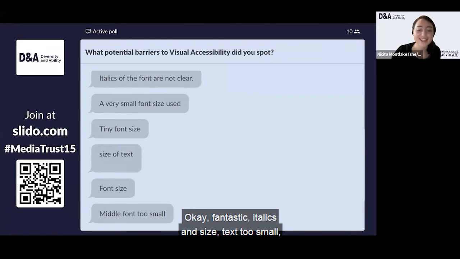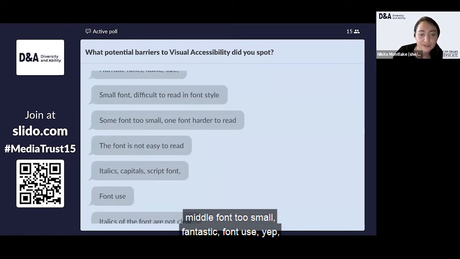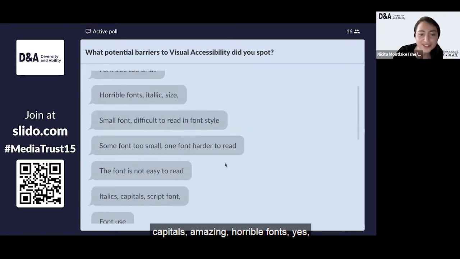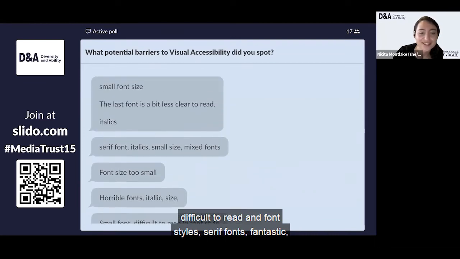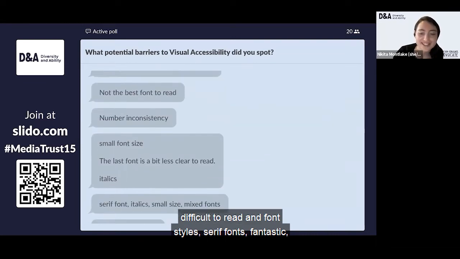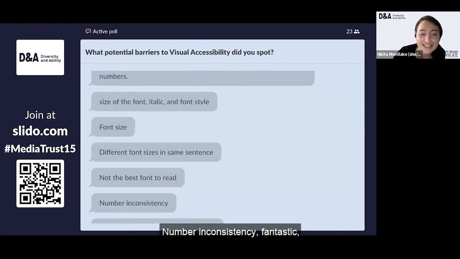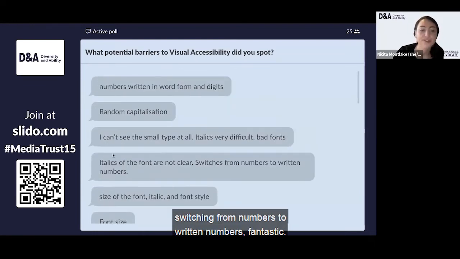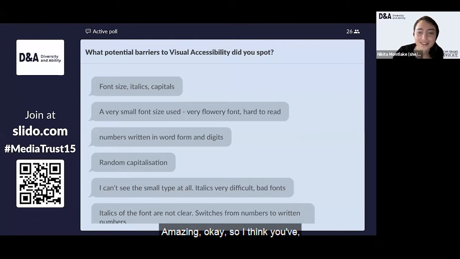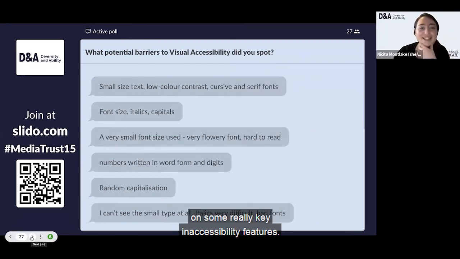Italics and size, text too small, middle font too small. Fantastic. Font use, yep, capitals. Amazing. Horrible fonts, yes. Difficult to read font styles. Serif fonts, fantastic. You are picking up on a lot of key things. Number inconsistency, fantastic. Switching from numbers to written numbers, fantastic. Amazing. Random capitalization, brilliant. Okay, so you've all managed to pick up on some really key inaccessibility features.